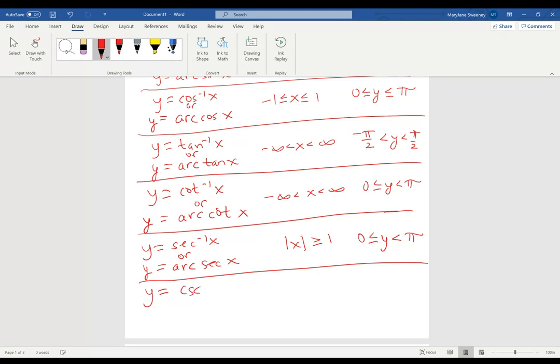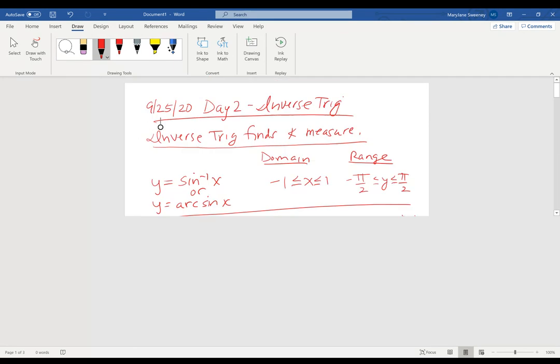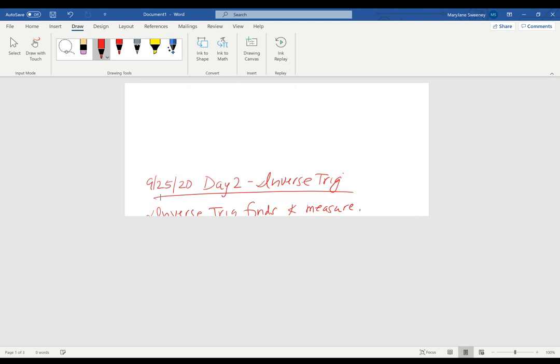And then inverse cosec x, which again is arc cosec x. The domain is the same as the last one. The range goes from negative pi over 2 to positive pi over 2, and they say, comma, y cannot equal 0. That is just showing places where it is undefined.